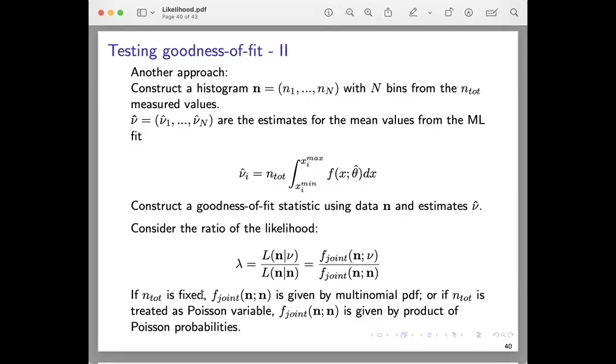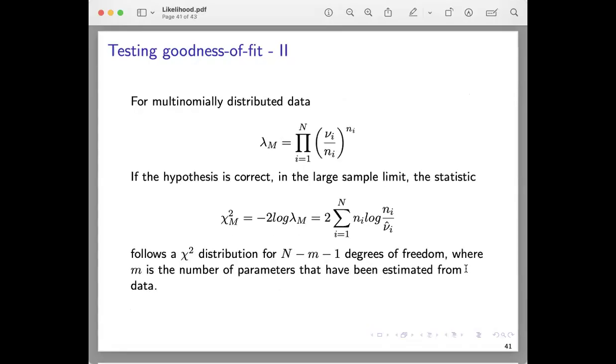Now if n total is fixed, then f joint is given by a multinomial PDF. And if we treat n total to be a Poisson variable, then f joint will be simply a product of the Poisson probabilities. Given this, in the case of multinomially distributed data, we can get this goodness of fit test statistic lambda to be simply the product of the nu i's by n i's to the power n i, because the other factors will cancel out.